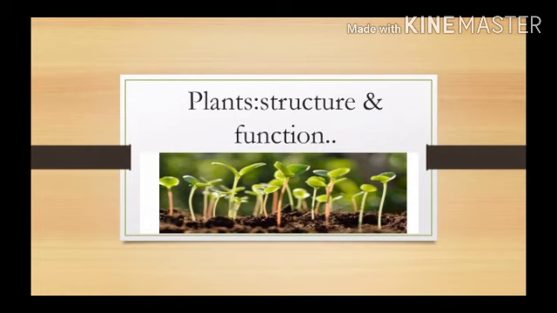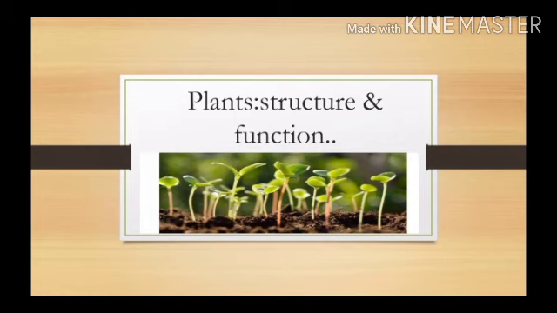This is standard 7, chapter number 2, plants, structure and function. In this chapter, we are learning about the plants, various types of plants, roots, stems, leaves, flowers and fruits. So, the root, stem, leaves, flower, fruit of a different plant are different. We can identify plants with the help of these different characteristics.